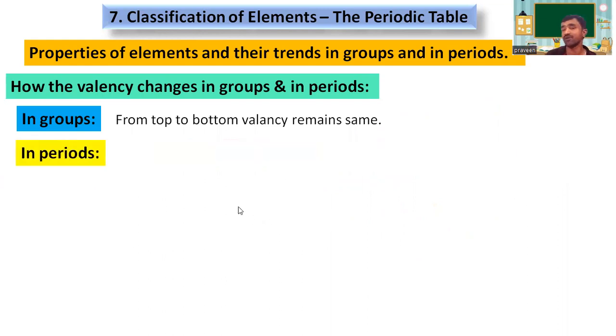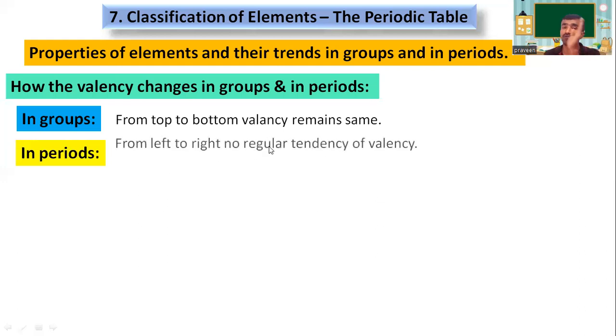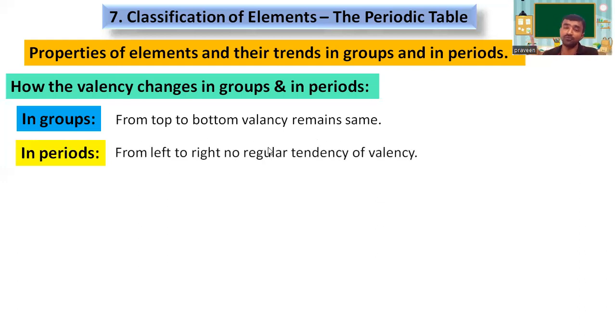In periods, valency does not remain the same in order. Up to the 4th group, for example in the second period, starting with lithium, beryllium, boron, carbon, up to carbon the valency is increasing by 1 unit: 1, 2, 3, 4. But later, from nitrogen onwards, nitrogen, oxygen, fluorine, neon, it decreases by 1 unit. So once increased, once decreased.